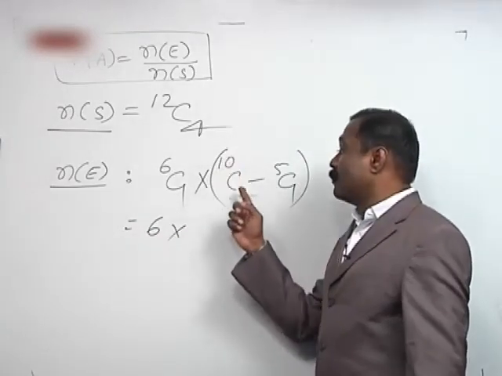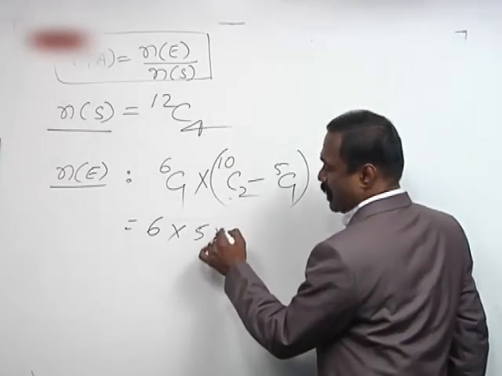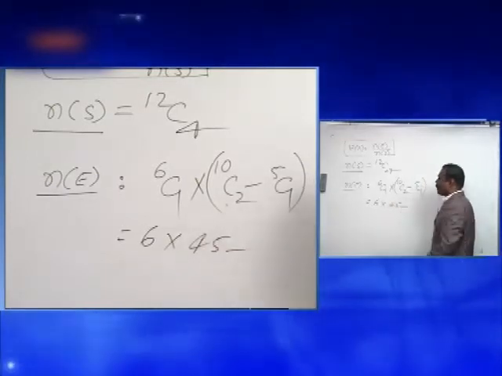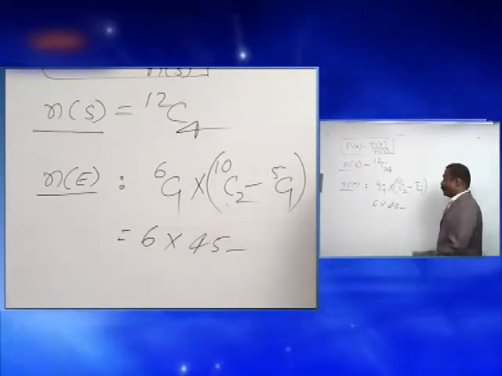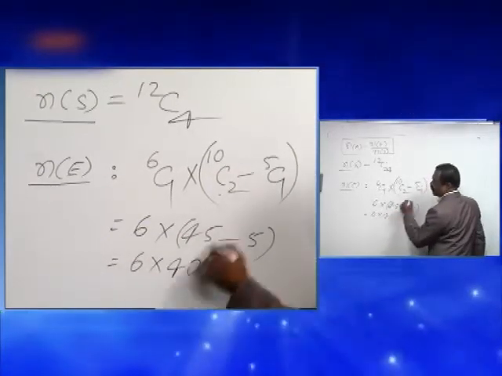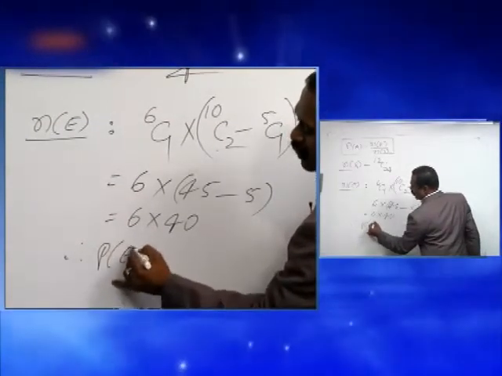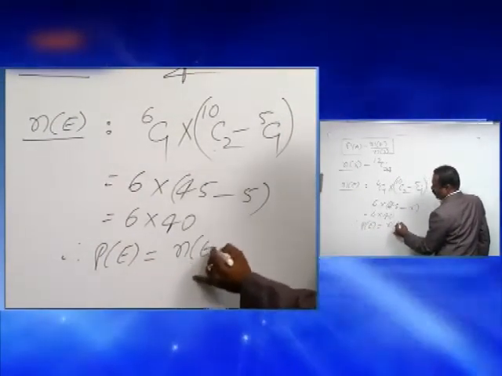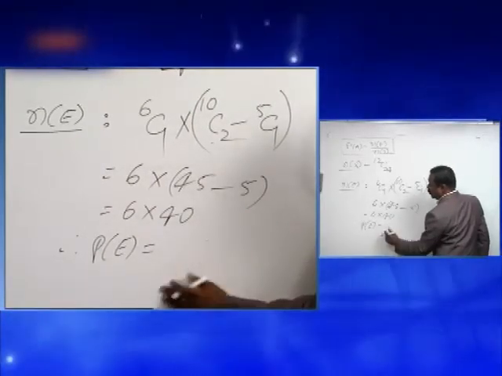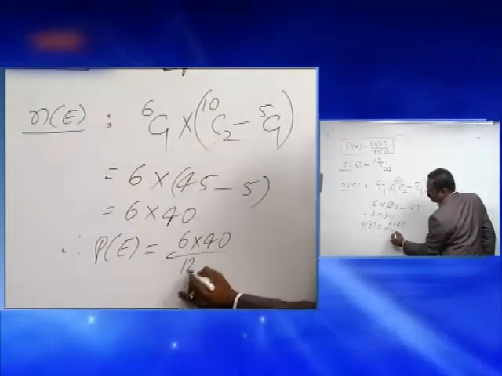10 into 9 upon 2. It is nothing but 5 into 9, nothing but 45. I'll write that directly. 45 minus 5, which is nothing but 6 into 40. It's nothing but n of E. Therefore, P of E is equal to n of E upon n of S. I have already written the formula there. So it is nothing but 6 into 40 upon 12C4.